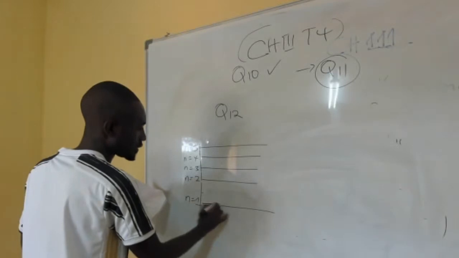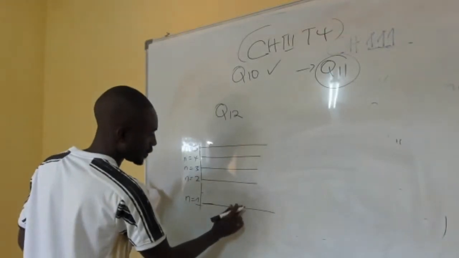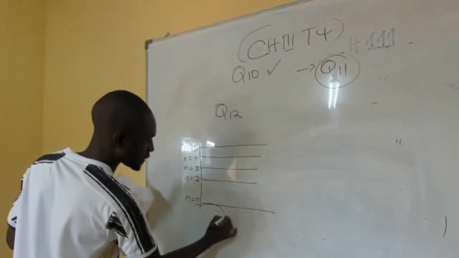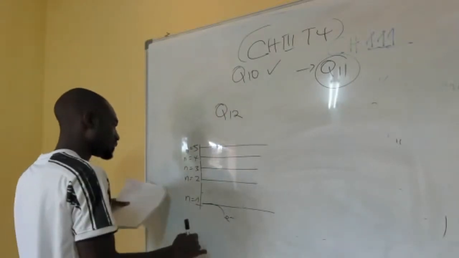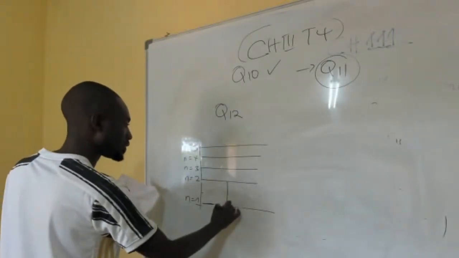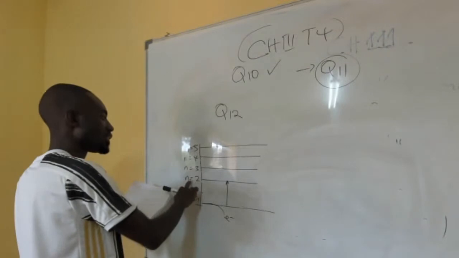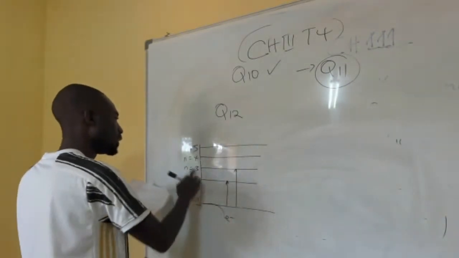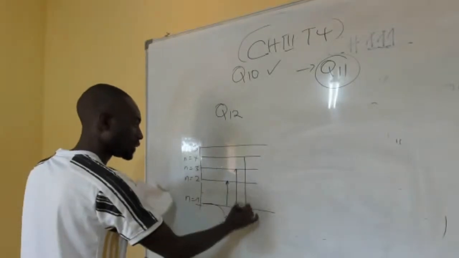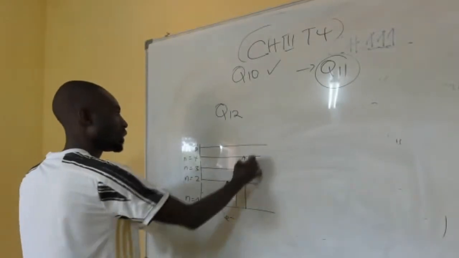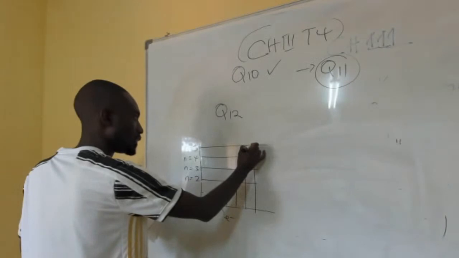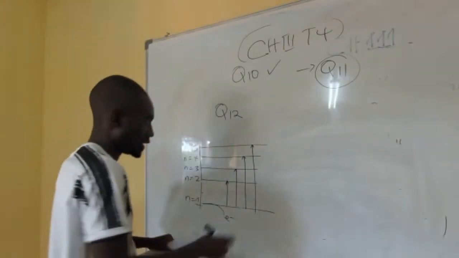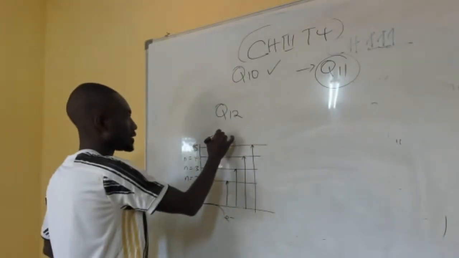When an electron is at this stage, this is the ground state. So when it moves, it's occupying energy level 2. When it moves again, it occupies energy level 3, then energy level 4, then lastly energy level 5. So this is one alternative.